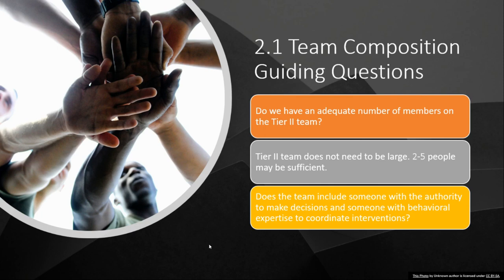Now, if your Tier 1 team and your Tier 2 team have to serve together, or they are just one team, and you don't have a separate Tier 1 and a separate Tier 2 team, you need to think about how you will meet separately to discuss your Tier 1 implementation needs and your Tier 2 implementation needs.